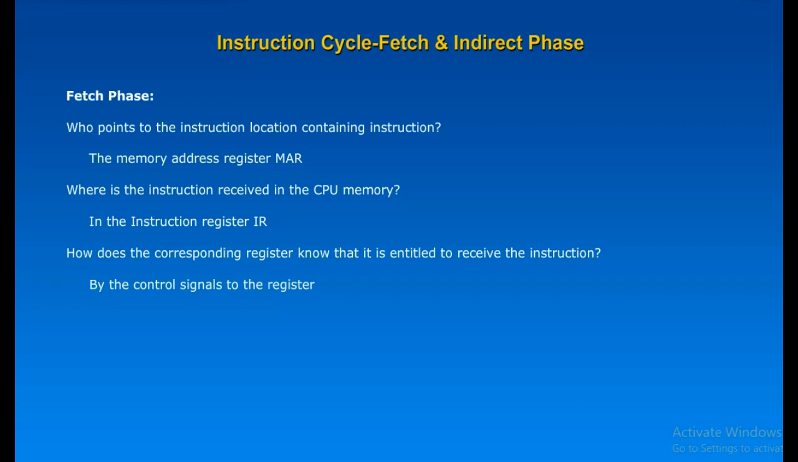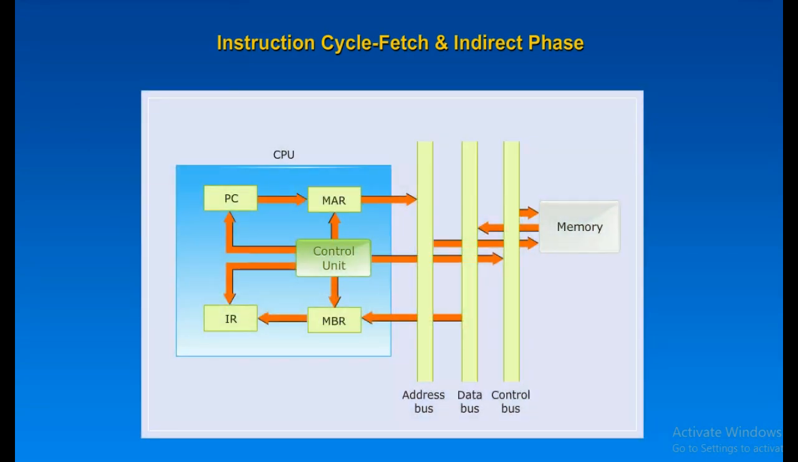So in this phase, the PC contains the address of the next instruction to be fetched. This address is moved to the MAR and placed on the address bus. The control unit requests a memory read and the result is placed on the data bus and copied into the MBR and then moved to the IR. Meanwhile, the PC is incremented by 1 preparatory for the next fetch.